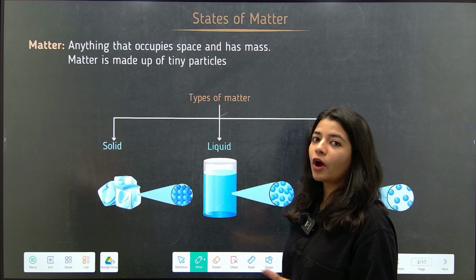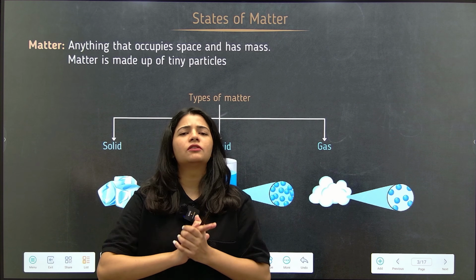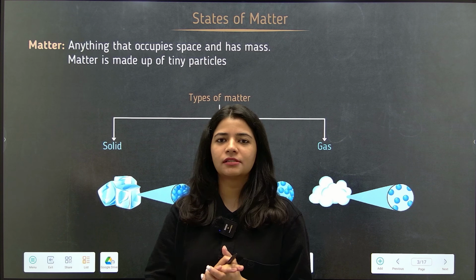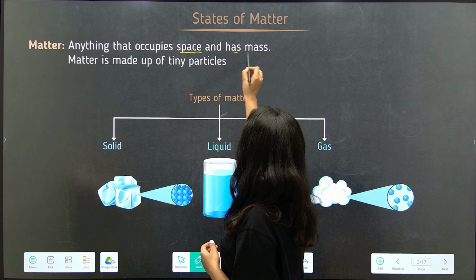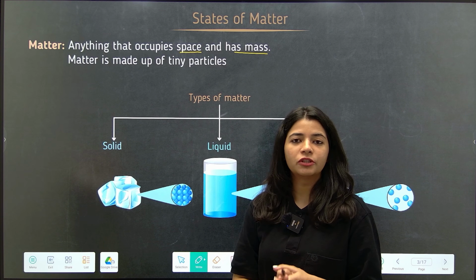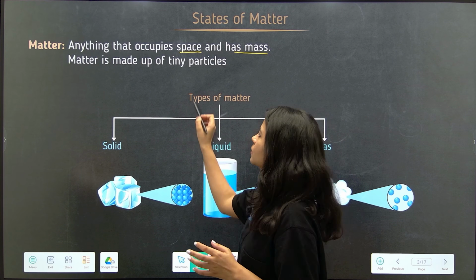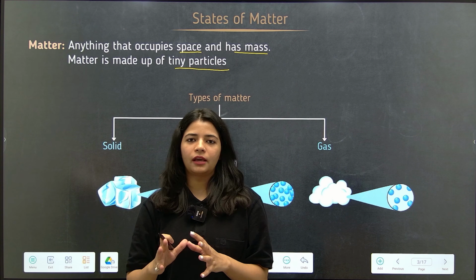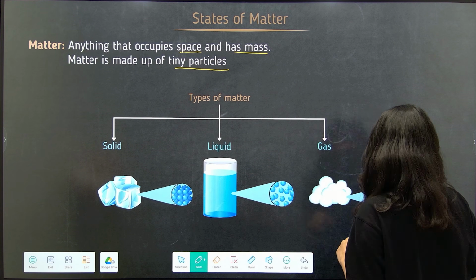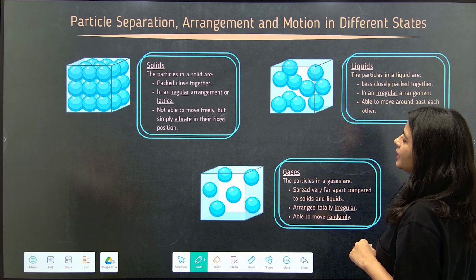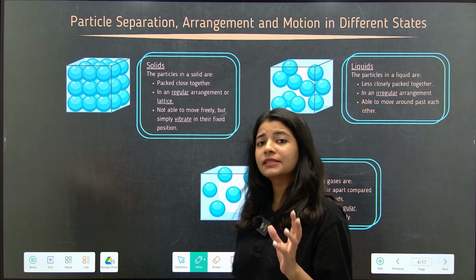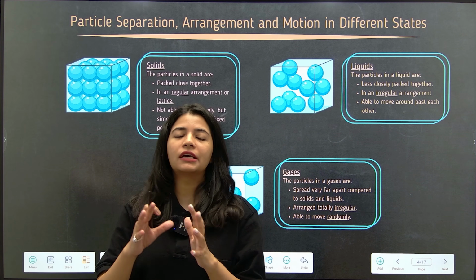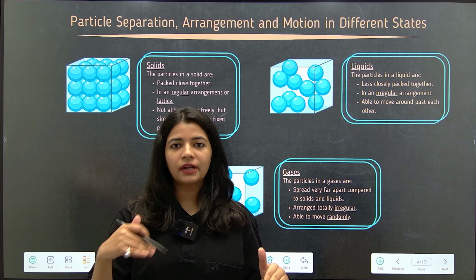First, define what is matter. Matter is anything around you that occupies space and has mass. Matter is made up of tiny particles which are atoms and molecules. There are three types of matter: solid, liquid and gas. Next, how are these three states of matter different from each other? On the basis of particle separation, their arrangement and their motion.